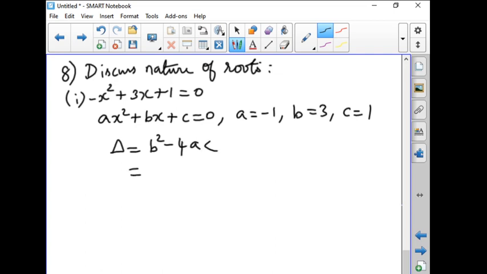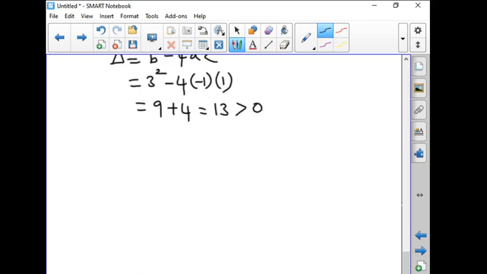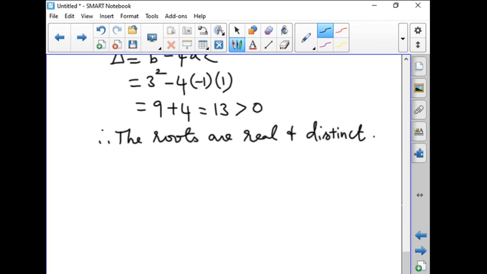So what is b square? 3 square minus 4 into A into C. Okay, so we have to write like this. So what's the answer now? 9 plus 4. Answer is 13 and delta is greater than 0. Greater than 0 means therefore the roots are real and distinct. So if it is greater than 0, the roots are real and distinct.